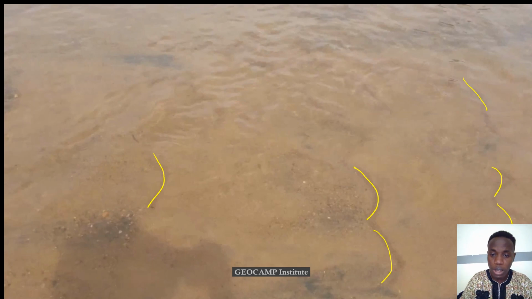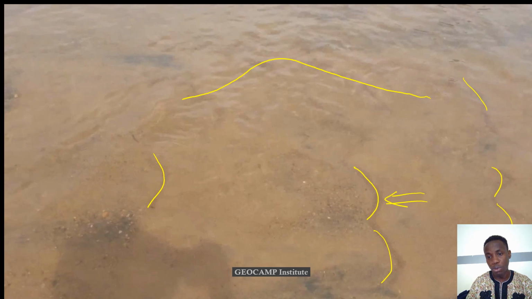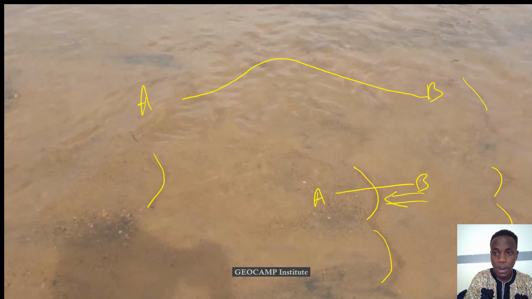The message here is that the grains are traveling in this direction of current flow. Like I said in the previous slide, this is the section view. If I cut from A to B, if I take a slice of that section, this will be A and this will be B. What you will notice is that particles are traveling in this direction. This is the direction of the current, the water current.